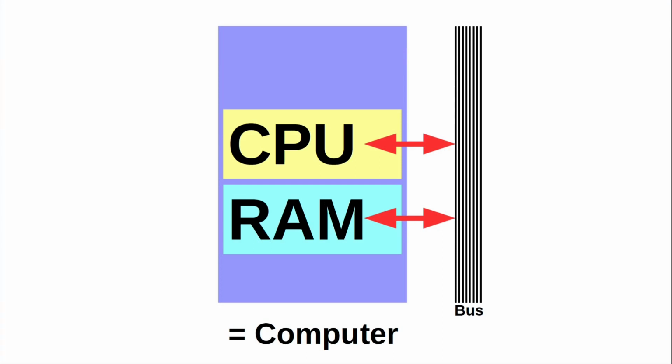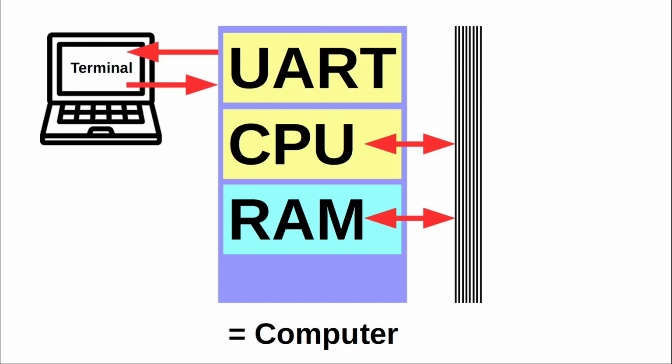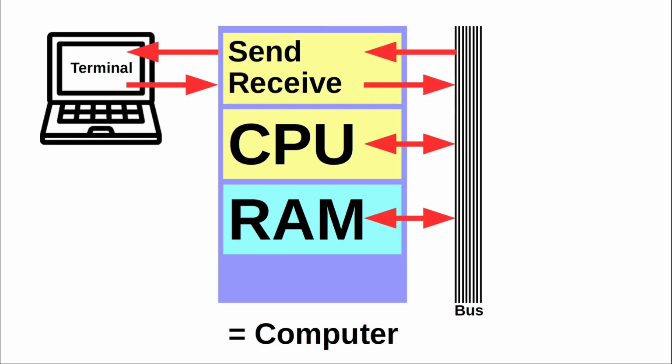A CPU and some RAM make for a simple computer that can execute a program. But the interesting part is, how do we get data in and out? Let us give it a simple UART interface. That is just a send and receive register connected to the CPU's bus. With an input instruction, the CPU tells the UART to put received data onto the bus, and an output instruction would tell the UART to transmit the value that is currently on the bus.